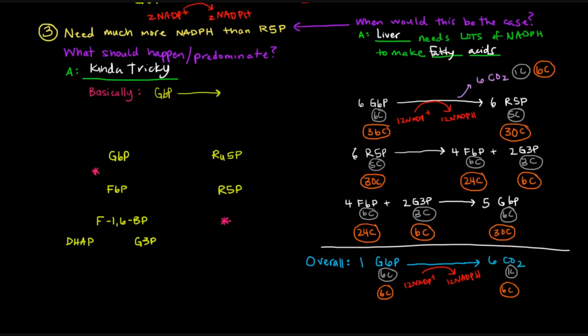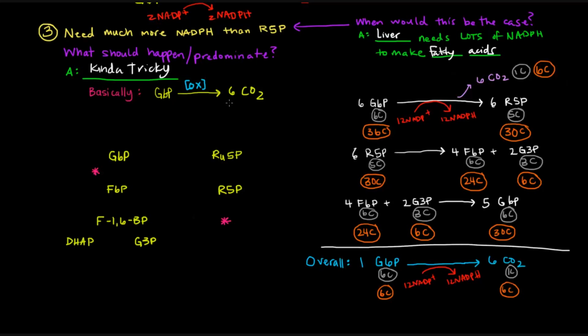But what are we doing? Basically what we're doing here is we're taking one glucose 6-phosphate, which is a 6-carbon molecule, and we're going to fully oxidize it to make it into 6 carbon dioxides. So we're taking one 6-carbon molecule and fully oxidizing it to 6 carbon dioxides. Okay, so how do we do that?